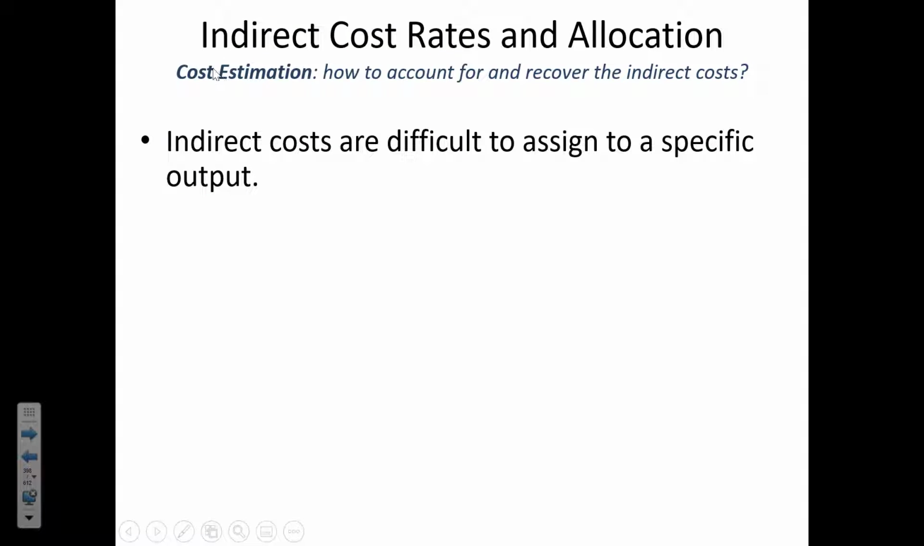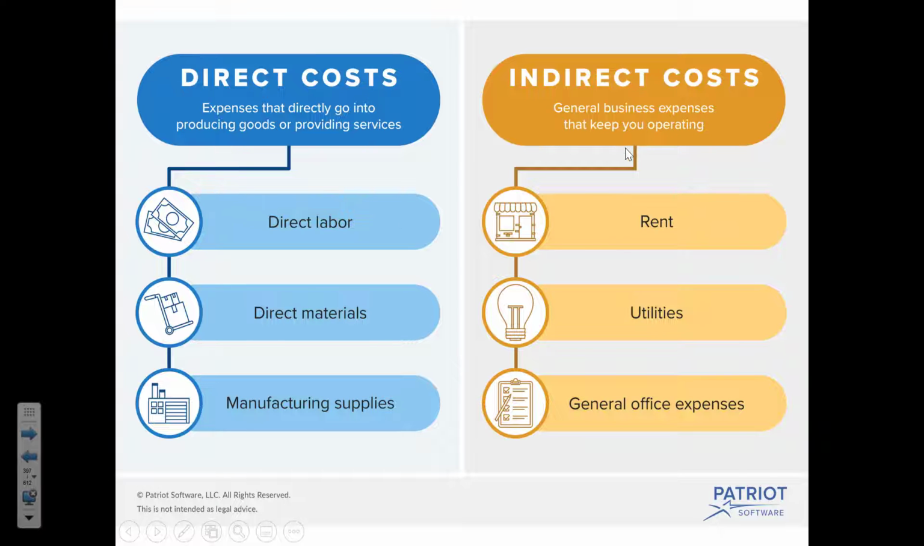So in cost estimation, which is the section of the course we're in right now, we're trying to figure out how to project in the future how expensive things are going to be. And one aspect of cost estimation is trying to figure out how do we account for and recover indirect costs, because you can't easily just add it into the price of the thing on a per unit basis.